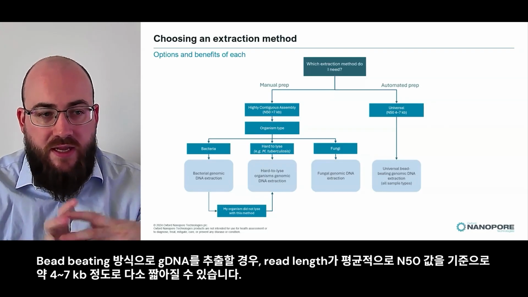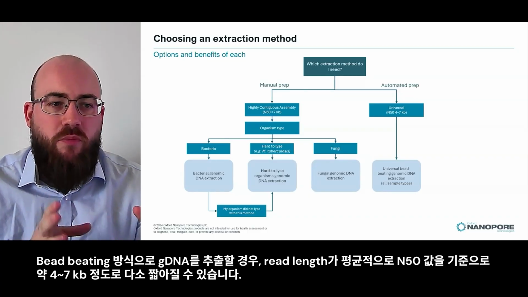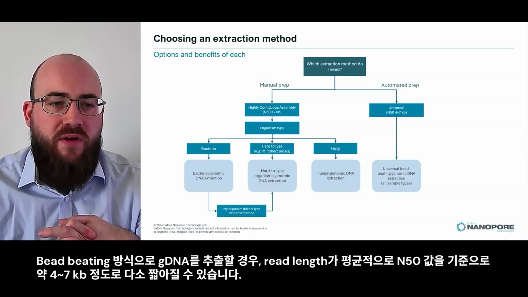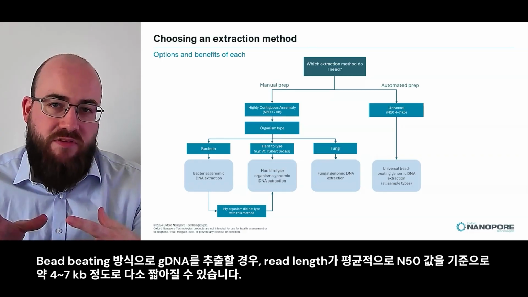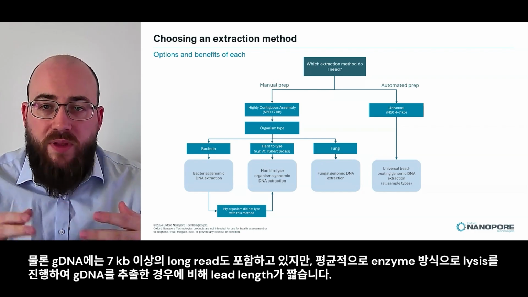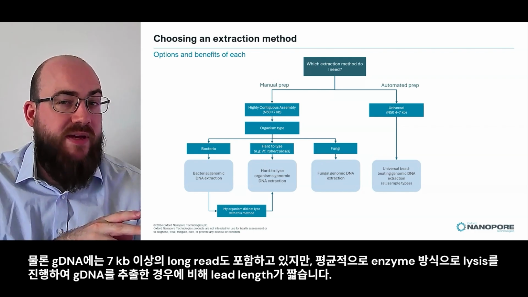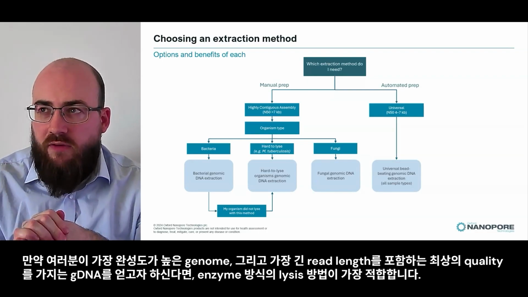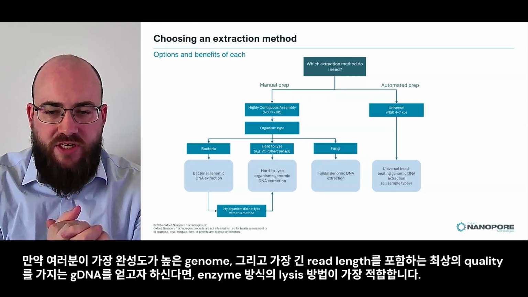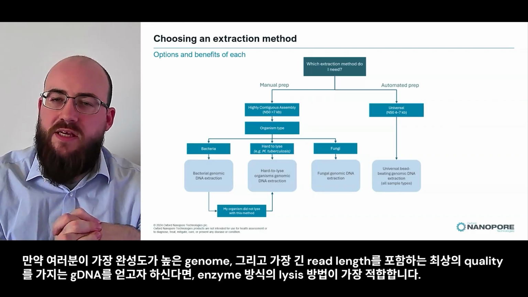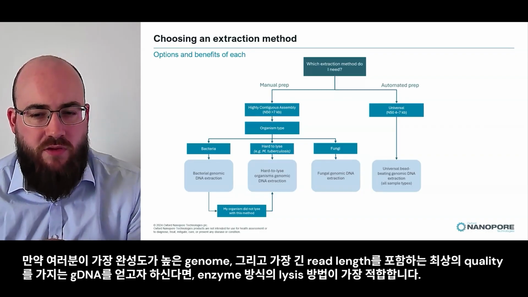Now, this will give you potentially shorter reads. If you're bead beating your extractions, we're looking at an N50 of, say, on average, 4 to 7 kb reads. There will be longer reads in there as well, but that average is a bit lower than if we were doing an enzymatic extraction. Now, if you're looking for the best quality extractions, you're looking for the best genomes, the longest read lengths, an enzymatic lysis approach is probably what's going to be for you, right?